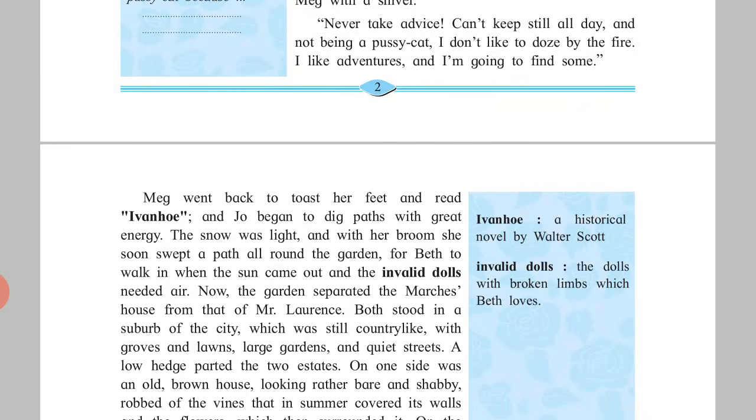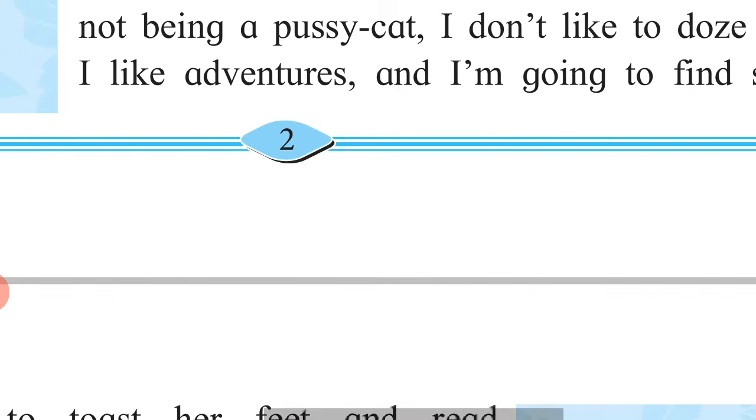The second character of the story is Meg March. Meg March is the oldest March sister. She is responsible and kind. She has a small weakness for luxury and leisure, but the greater part of her is gentle, loving, and morally vigorous.